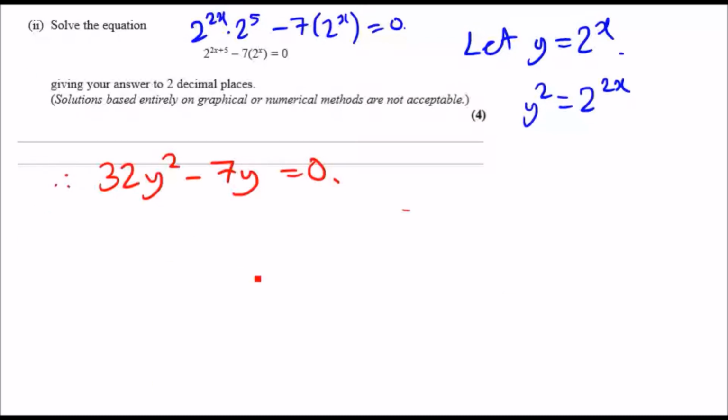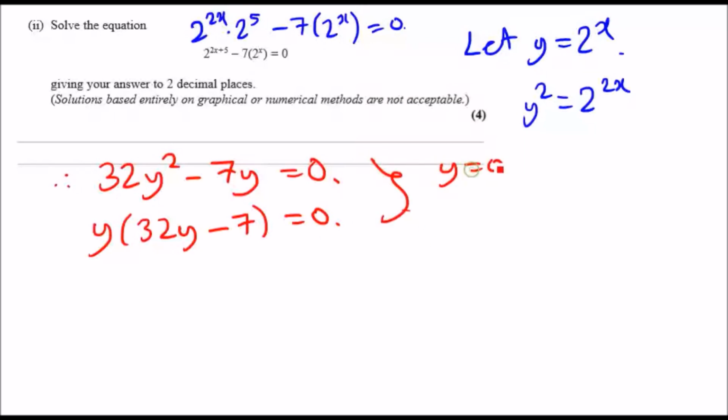Now let's factorize y out of here. So we have y times (32y minus 7) equals 0. The first solution is y equals 0, in other words, 2 to the power x equals 0. And the second solution is 32y minus 7 equals 0. Solving that, we get y equals 7 over 32. In other words, 2 to the power x equals 7 over 32.